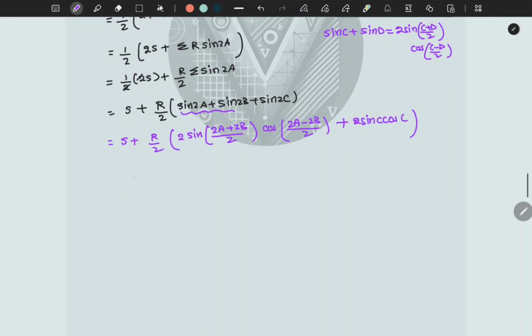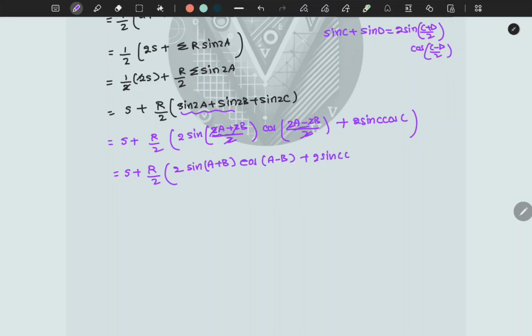I hope you are with me, dear students. So we can write this as (s plus r) by 2 into 2. Now (2a plus 2b) by 2 is nothing but a plus b, right? Into cos((2a minus 2b) by 2), which is nothing but a minus b, because we can cancel this 2. We can take 2 common and cancel. Directly we cannot cancel. We have to take 2 common from the numerator and cancel, okay?